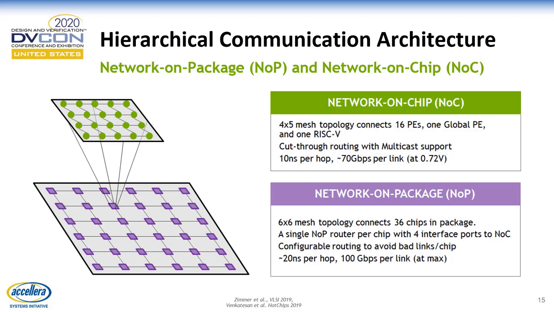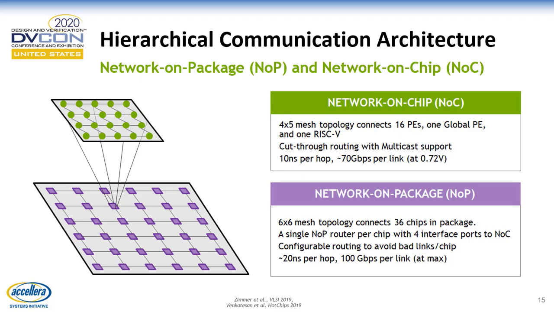We used cut-through routing with multicast support, and each router achieved 10 nanoseconds per hop and 70 gigabits per link at 0.72 volts. At the package level, we have a 6x6 mesh topology to connect the 36 chips in the package, and each chip had a single NOP router with 4 interface ports that connect to the NOC within the chip level and 4 remote ports that connect to the neighboring chips.